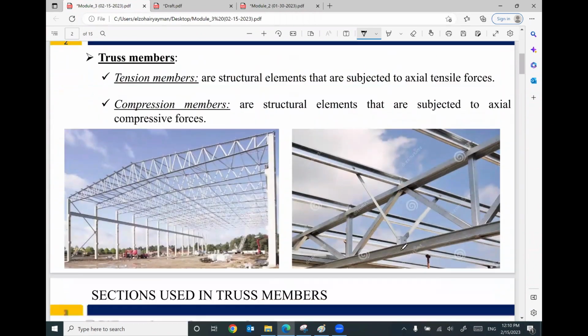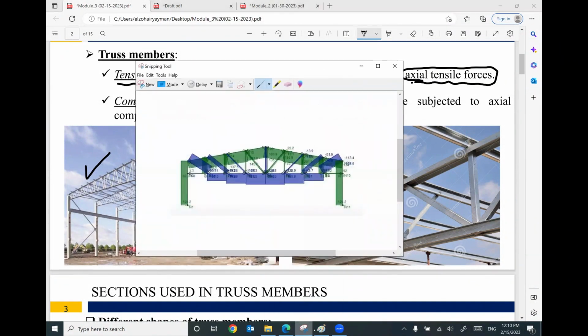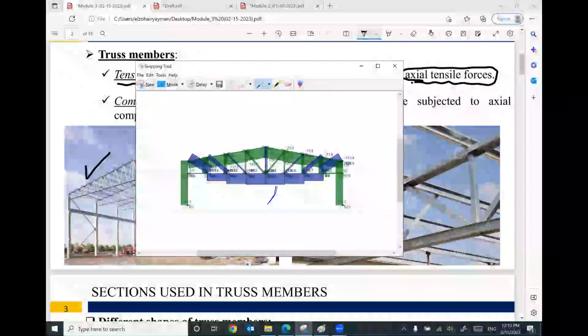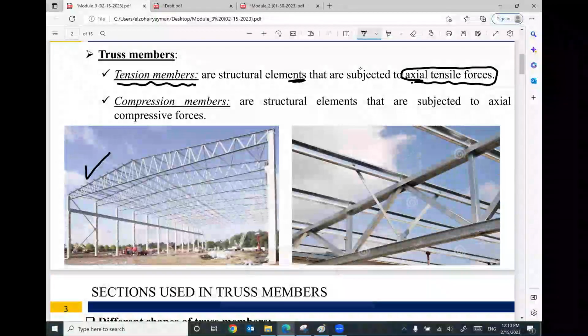Typically, here is your truss. Here is your main system. We will focus right now on the tension member, which are the members that are subjected to axial tensile forces. How to know these values? I told you, we will solve our truss using RISA. RISA will give you the values of tension and the values of compression on or in each member.